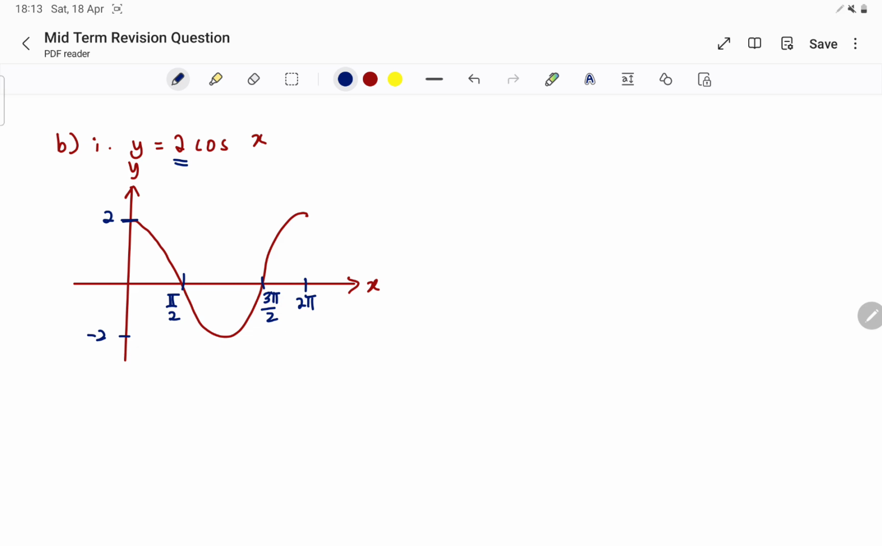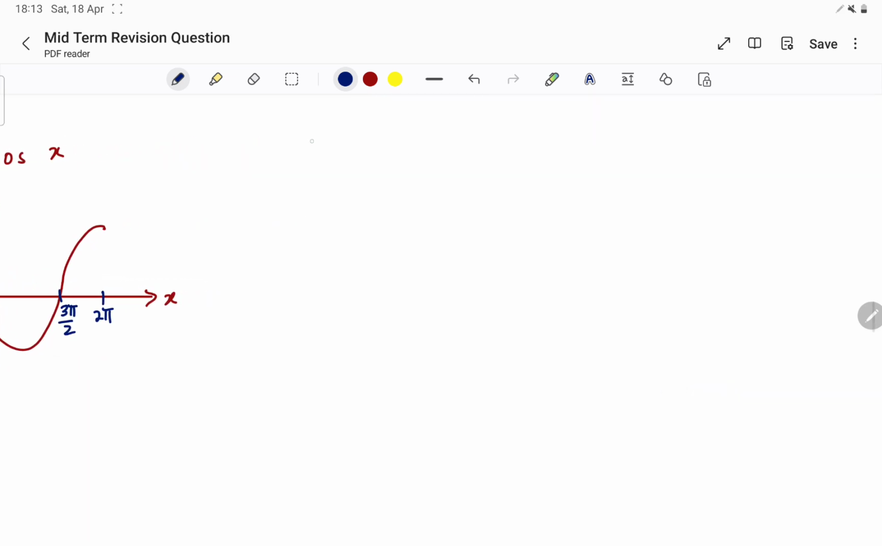Okay, now from here we have to do transformation. Okay, the transformation is y equal to 2 cos, still the same graph, but then inside this the angle is actually changed a bit. This one I have to draw a bit longer.